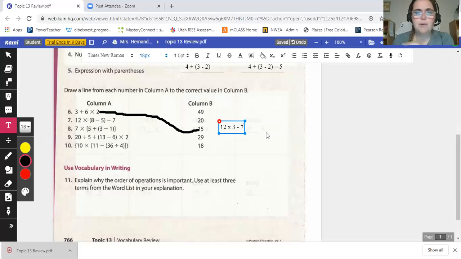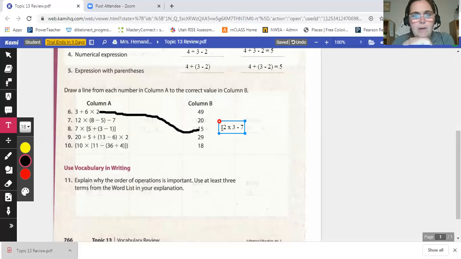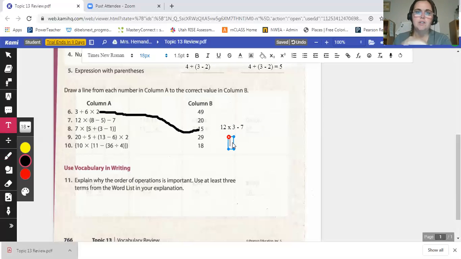So now that I'm at this point, I have to decide, well, which one is next? Do I multiply or do I subtract next? Well, I know in the order of operations, multiply happens before subtraction, so I'm going to multiply first. 12 times 3 is 36. So now my new expression is 36 minus 7.